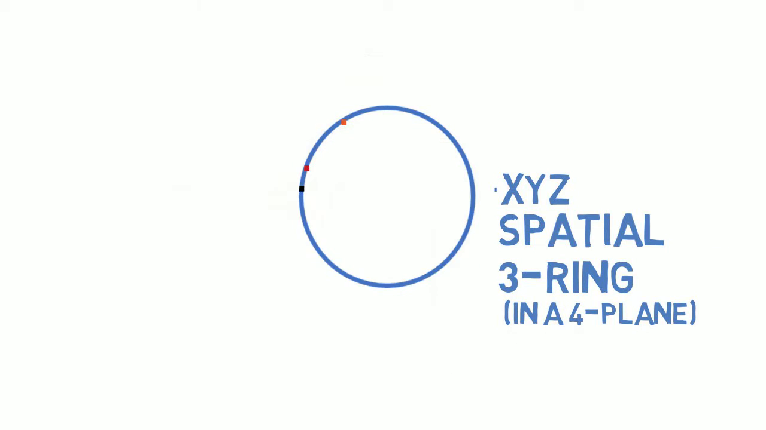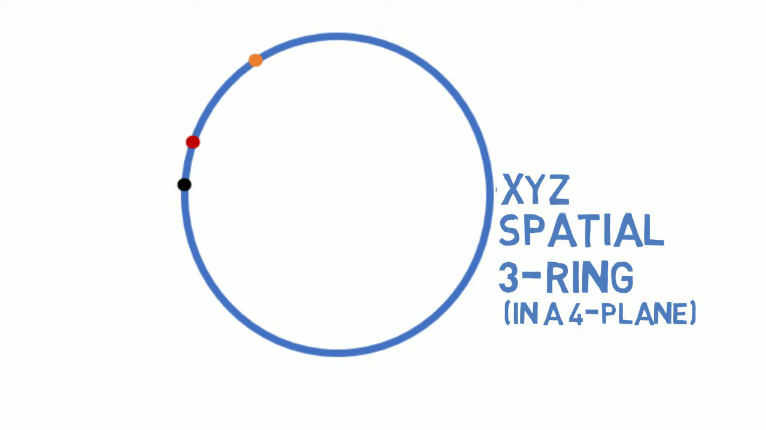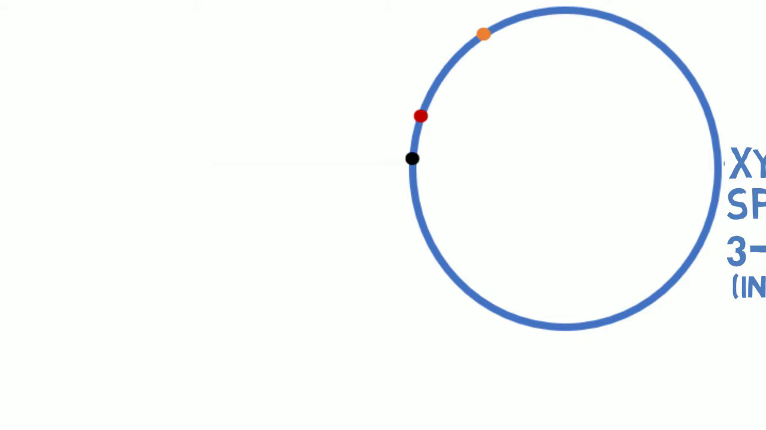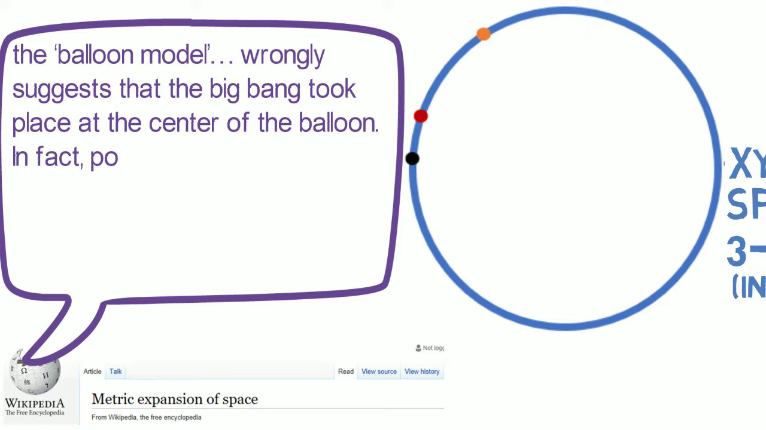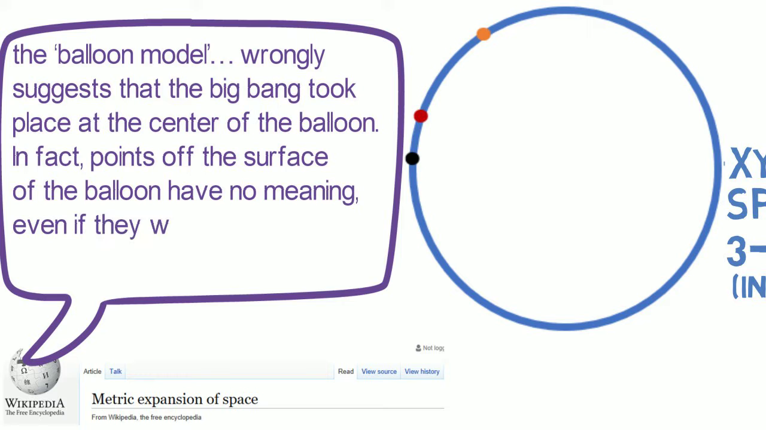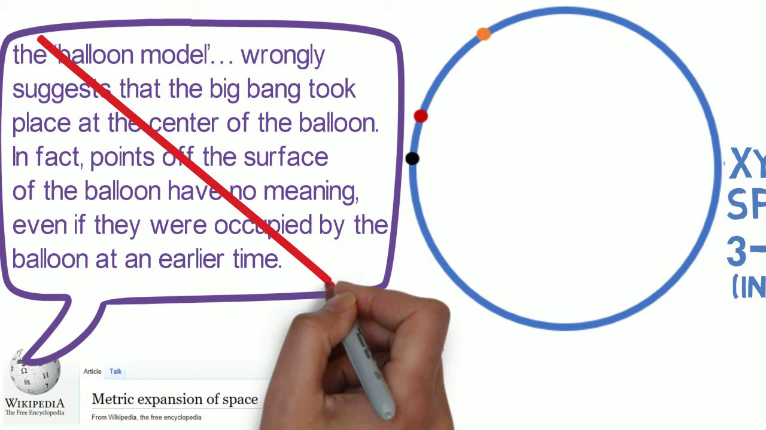Both illustrate Hubble's law, in which weakly bound objects recede from each other at rates proportional to their separations. Strangely, convention asserts the balloon model wrongly suggests the Big Bang took place at the center of the balloon. In fact, points off the surface of the balloon have no meaning, even if they were occupied by the balloon at an earlier time. That's absurd.